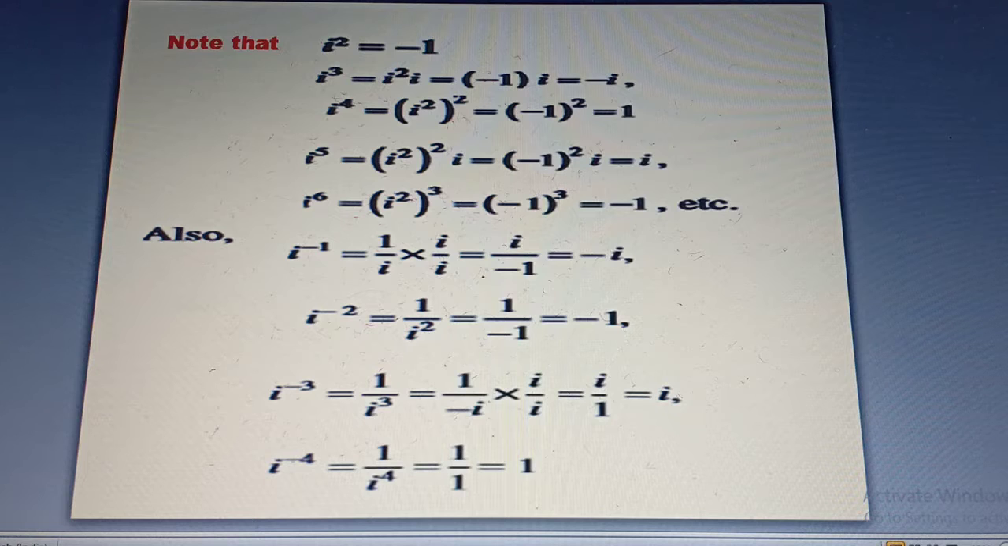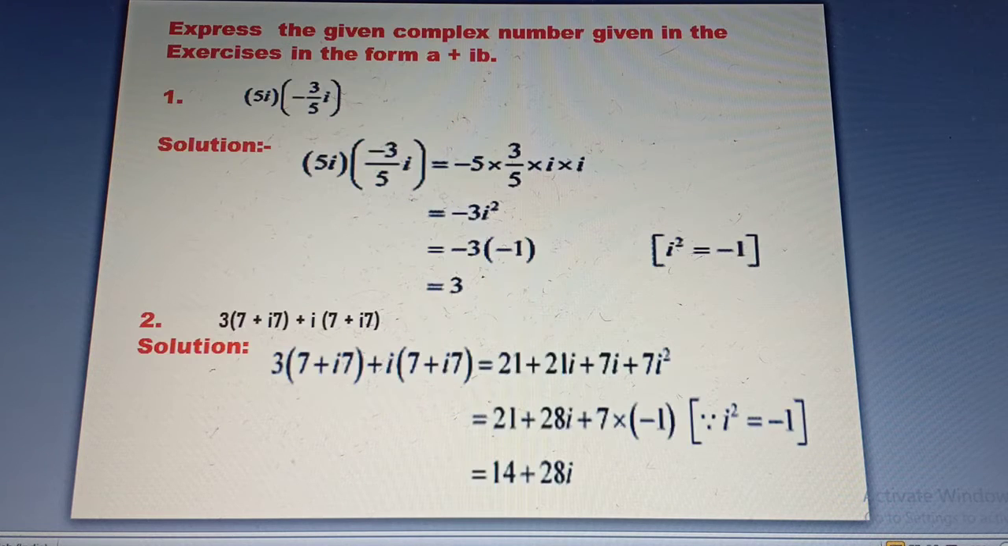So students, I hope all of you understood the concept of complex numbers and the algebra of complex numbers. Now I will discuss some applications of complex numbers, some questions related to this concept. The first question is: express the given complex number in the form of a plus ib.